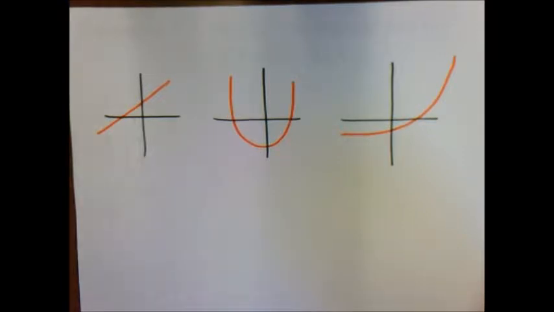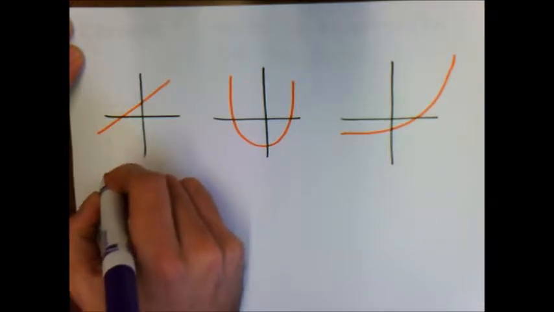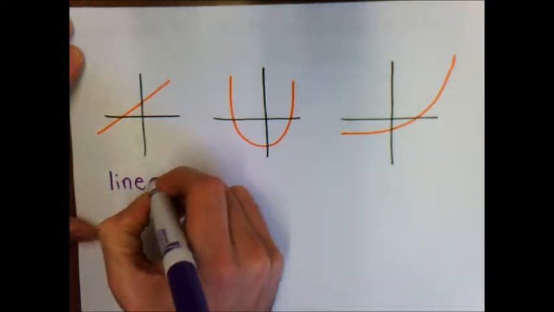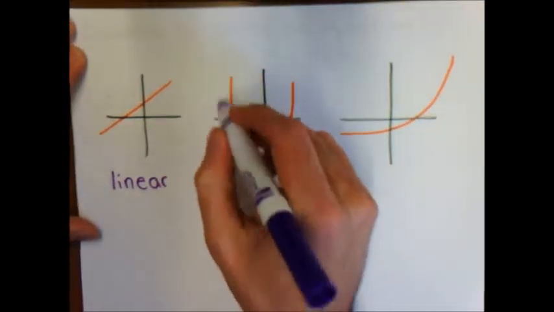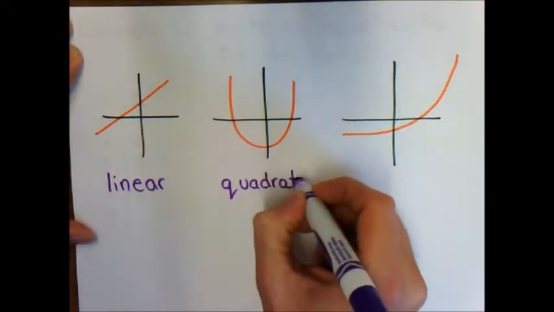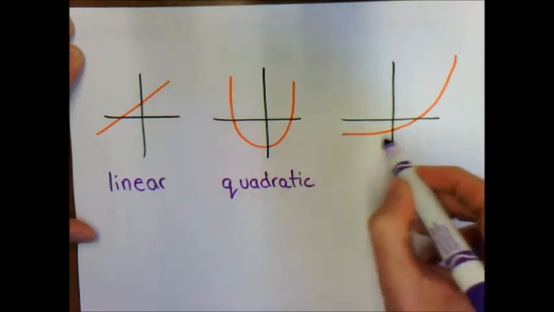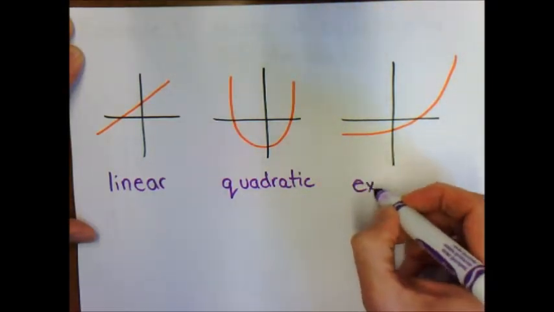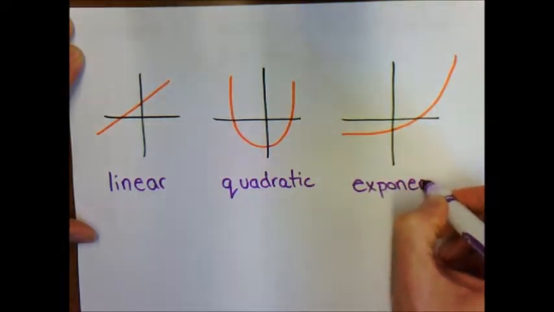And if you're able to label them, why don't you see if you can come up with the general equation that we use for each of these functions. You should be fairly familiar with them. Okay, so hopefully you were able to identify this line as a linear function, this parabola as a quadratic function, leaving this swoop as an exponential function.